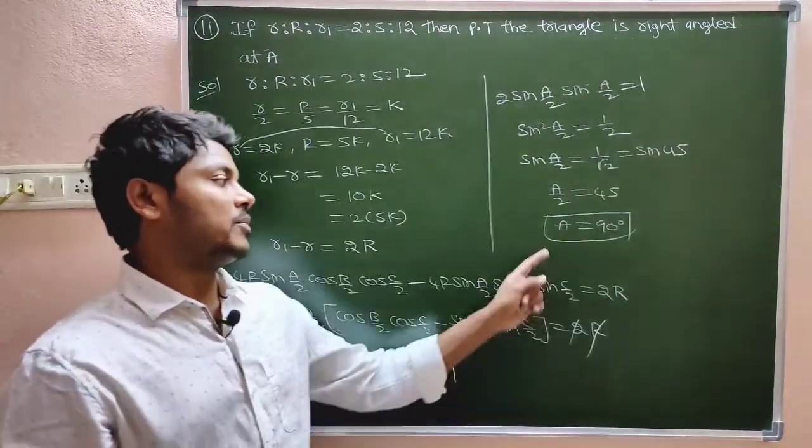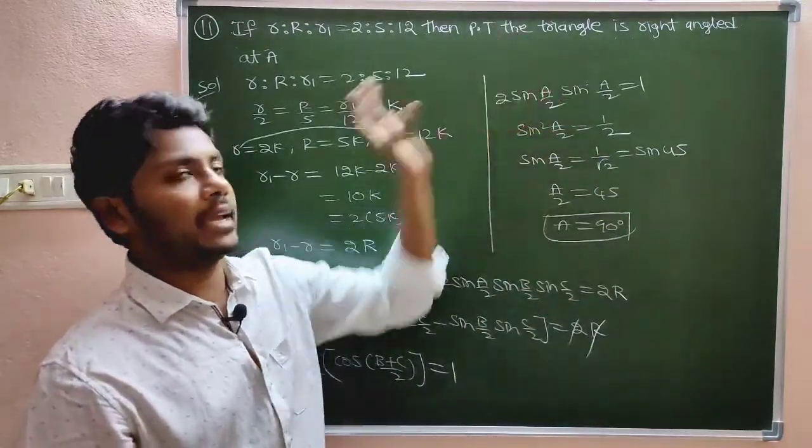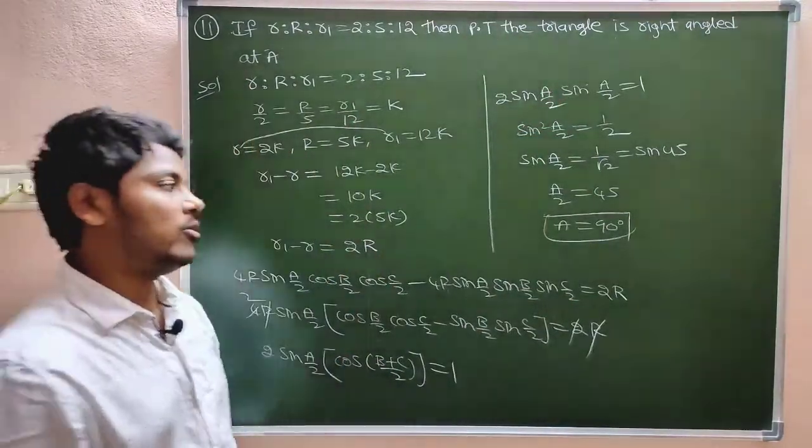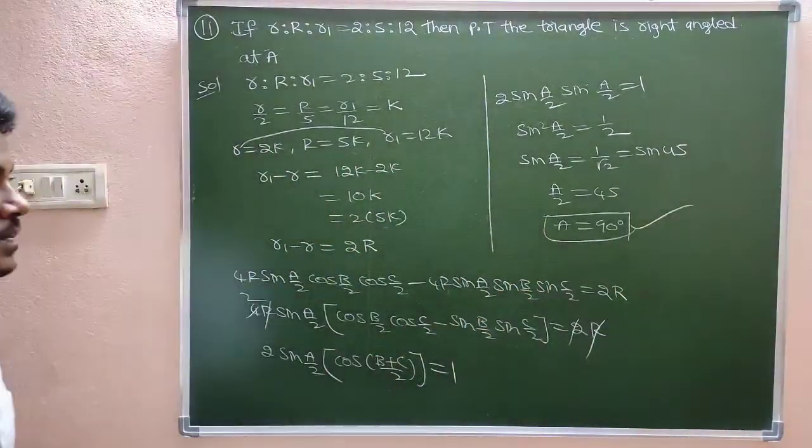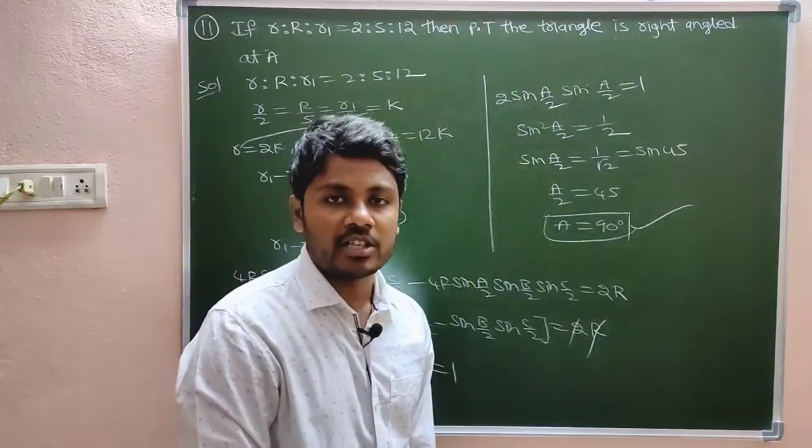So therefore from this you can say that the given triangle is right angled at vertex A only. So this is the required answer. So for next session we will discuss more problems.